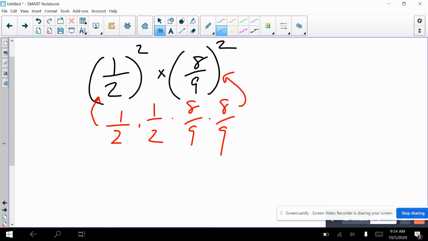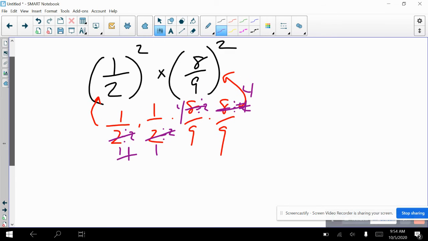Question, can we cross reduce? That's the question that you got to ask yourself all the time. It'll make your life so much easier. Yes, we can. If we divide by 2, we'll divide by 2 here. We get 1 and we get 4. We can also take the other 2 and the other 8. Divide by 4. Oh, sorry, 2. And we get 4 and we get 1.